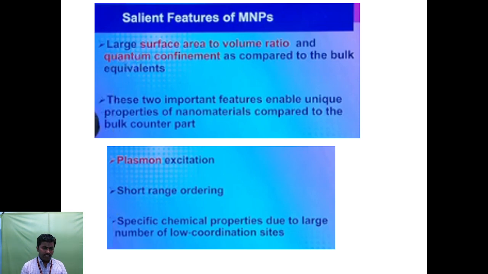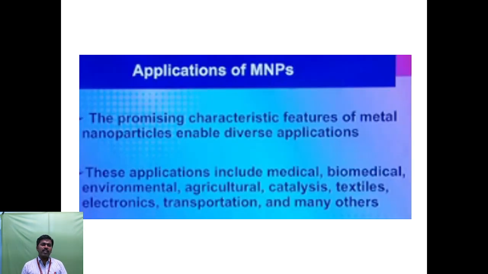Specific chemical properties due to large number of low coordination sites, plasma excitation, short range ordering. Main application of metal nanoparticles. The promising characteristic features of metal nanoparticles enable diverse applications. These applications include medical, biomedical, environmental, agricultural, catalysis, textiles, electronics, transportation, and many other fields.